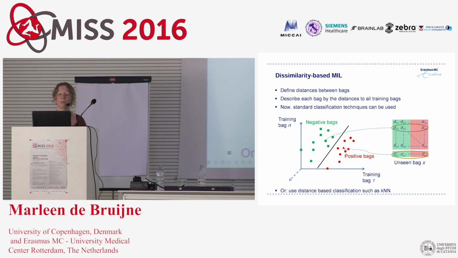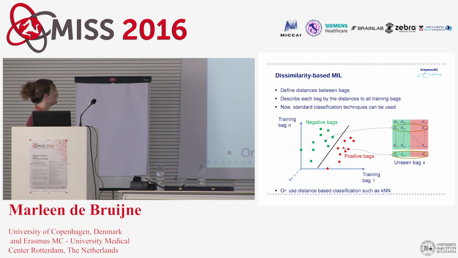And typically we would expect our disease class, our bags which have some disease in there, we would expect that one to be further away from a collection of only normal patches than another collection of only normal patches would be. So what we do is we define sensible distance measures somehow. We describe each bag in our training set by the distance to all the other training bags.